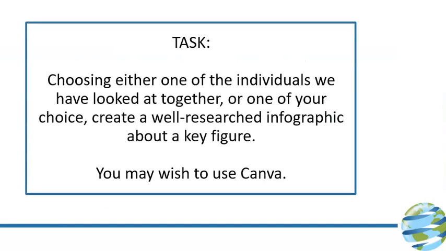So the task for you today is to choose either one of the individuals that I've discussed that we've looked at together, or to choose one of your choice, and I want you to create a well-researched infographic about one of the key figures. It might be useful to you to try and consider key figures outside of what you would usually learn in school. Perhaps you might want to avoid looking at Rosa Parks or Martin Luther King Jr. because they are incredibly well known, and the whole point of our studies of the Black Lives Matter movement is to raise awareness of the extensive history of race studies in the United States. And Canva is a good resource to do that.